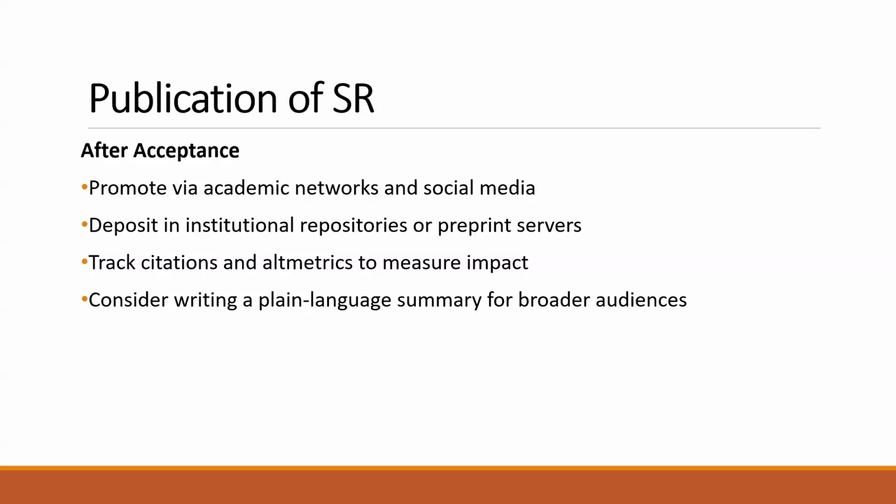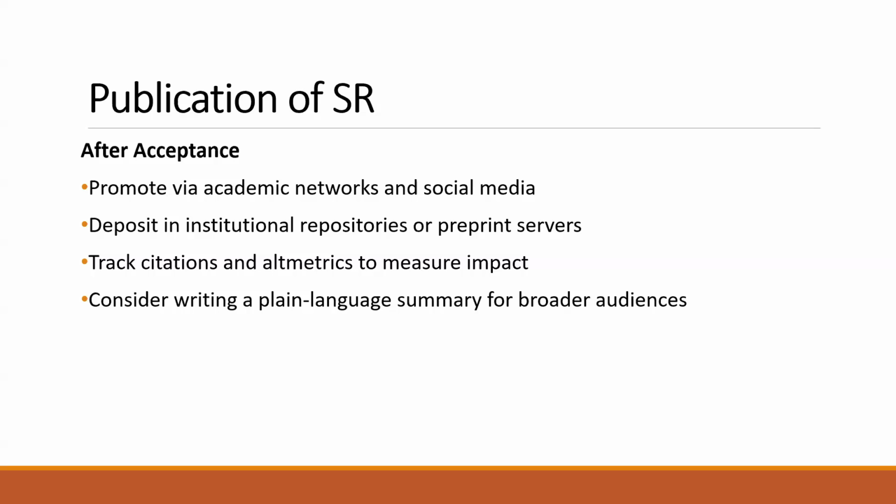Okay, and some journals have a tie-up with social media. So when you upload, you will get an option like whether you want to publicize your article. If it is accepted, they will ask you to submit your social media handles. So it is okay, you can give it. Sometimes the journal itself will promote it on social media. Then track citations and altmetrics to measure impact. Try to publicize it more so that your citations will increase.